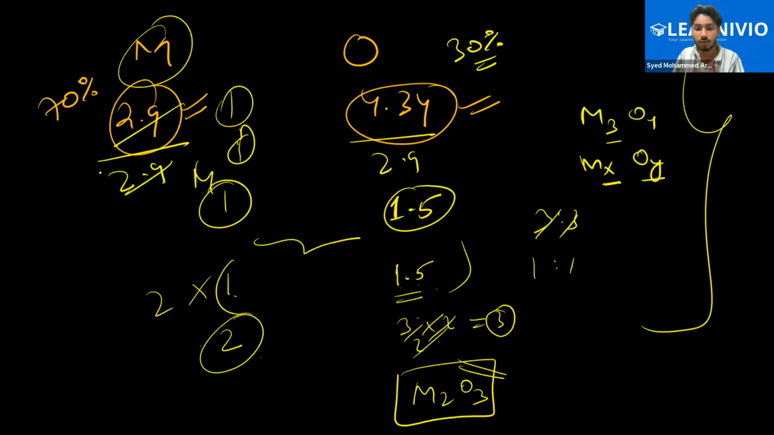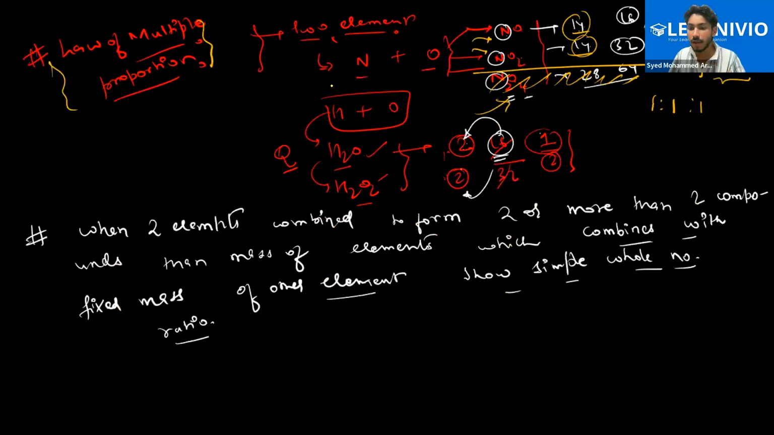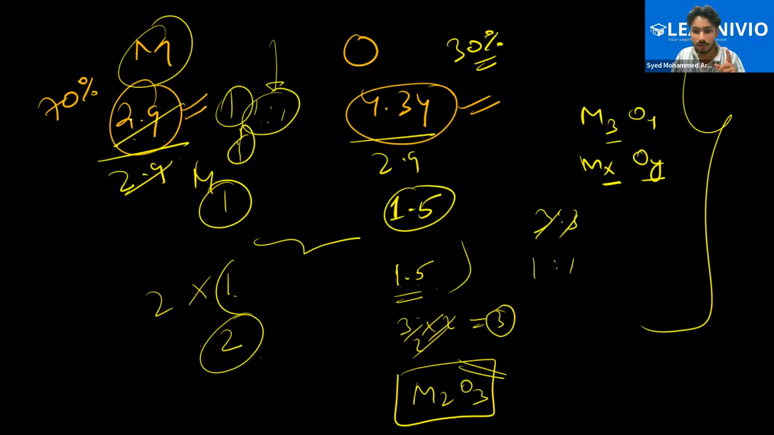So what I need to do, I just need to divide by 2.9. Why am I dividing this by 2.9? First thing, it is the smallest number. If I compare this 2.9 and 4.74, this is the smaller number. So if I divide by this smaller number, I'll get 1:1. And this concept of 1:1 is the concept of multiple proportion, which says that in multiple proportion, one element should be constant. So if you see here, my one element is constant, because 2.9 divided by 2.9, my one element is constant. And if I divide this by 2.9, I'll get 1.5. Now I just need to multiply this by 2 so that I'll get my whole number.